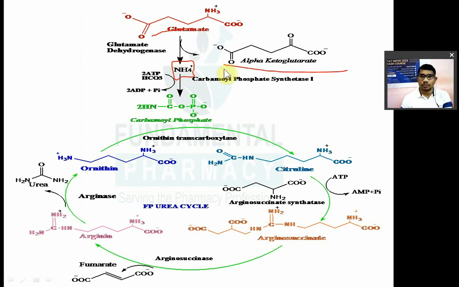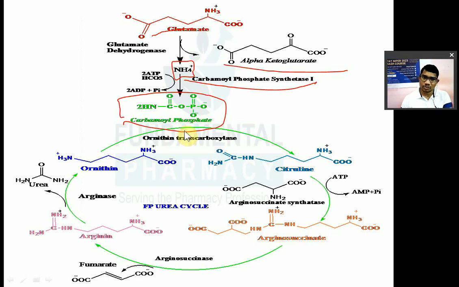Now this occurs in the liver, in the cytosol. Carbamyl phosphate synthase 1, this enzyme is very important. What does it do? It will take this ammonia, with ATP, and combine it, converting it into carbamyl phosphate. Carbamyl phosphate synthase 1 will convert free ammonia into carbamyl phosphate.